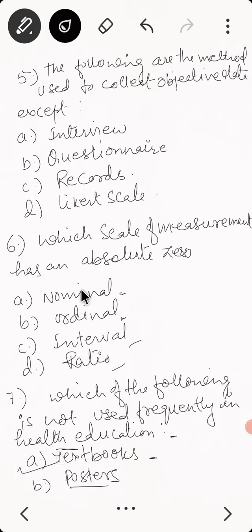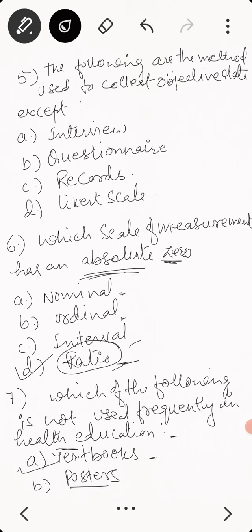Okay, which scale of measurement has an absolute zero? Ratio scale is having all the three things. Absolute zero होता है आपका. One of the properties is absolute zero also. So the right answer for this question is your ratio.